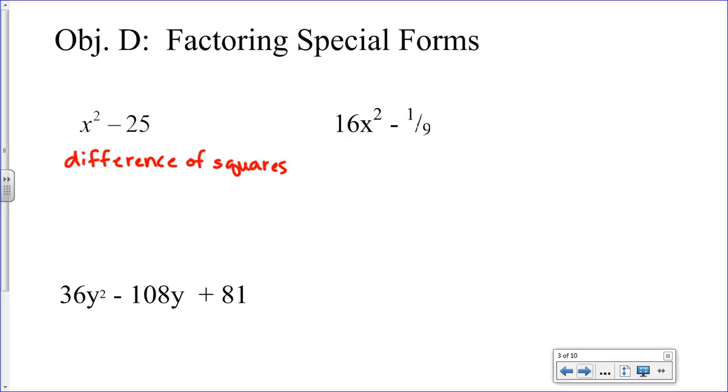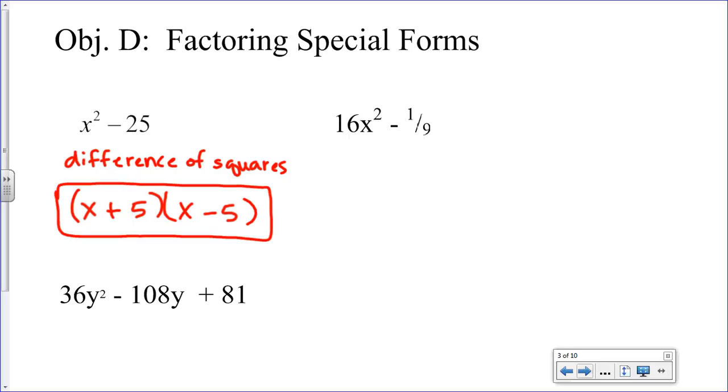Difference of squares factors to two binomials. And then what's the square root of x squared? What's the square root of 25? 5. And then one is plus, one is minus. Remember, those are the conjugates. It doesn't matter if you put the minus and then the plus, if you switch the order of the addition and subtraction. But one is plus, one is minus.